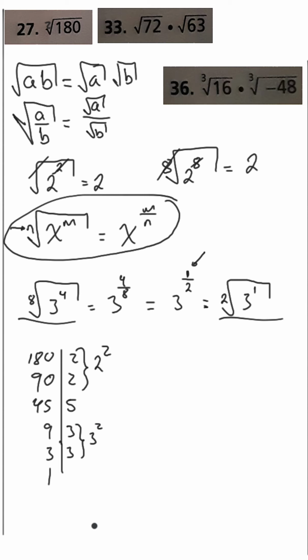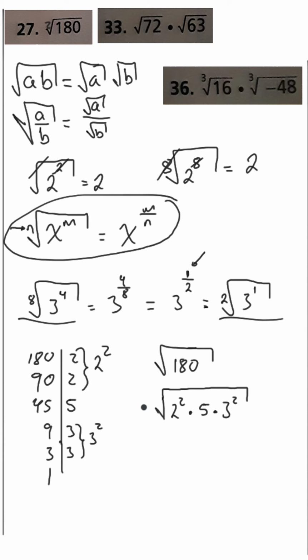Now, why do we want that? Well, because what we know thanks to this factorization is that the square root of 180 can also be expressed as 2 to the 2, or 2 squared, times the number 5 times 3 squared. So if you do all of this calculation, then you're going to come back to the number 180.